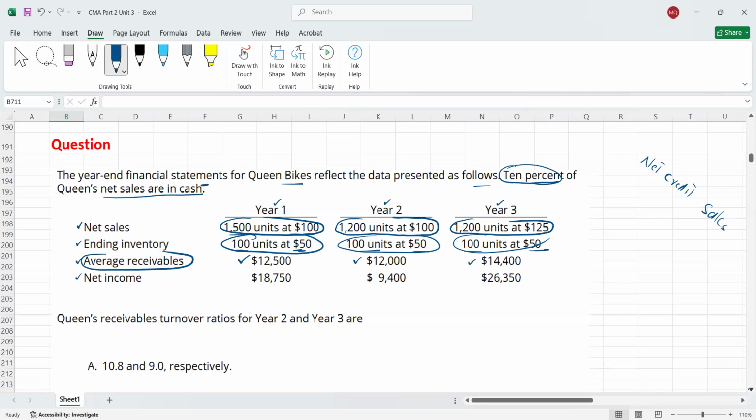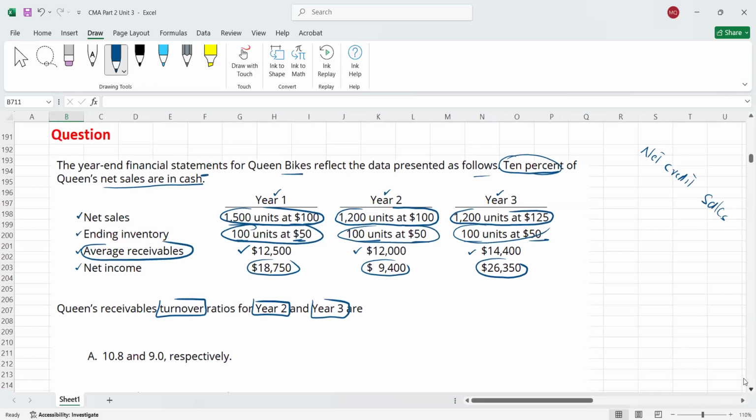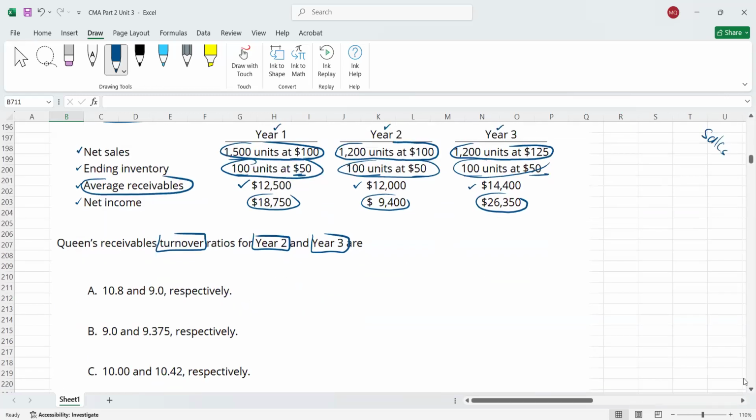Then we have net income here. In year one, it is 18,750. In year two, it is 9,400. In year three, it is $26,350. Okay. Now the question is receivables turnover. You have to calculate the turnover ratio for year two and for year three. That's the question.